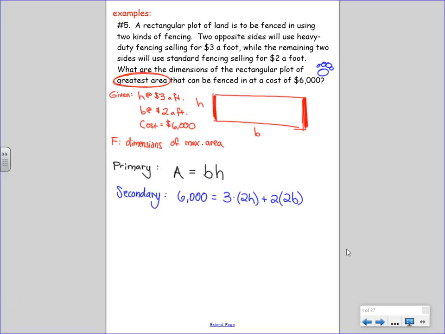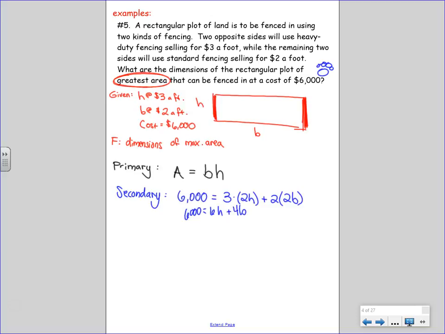First of all, where did the 3 come from? Why is it 2H? Because there are 2 H's. And then 2 comes from? And then 2B, because how many B sides? So now I can go ahead and say 6,000. This is my secondary equation, my extra condition or restriction that needs to be met. I'm going to have 6H plus 4B.